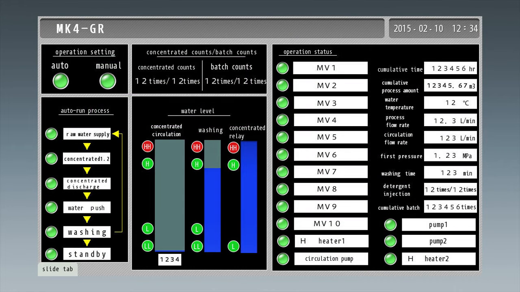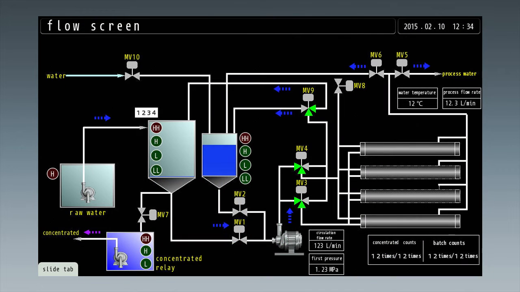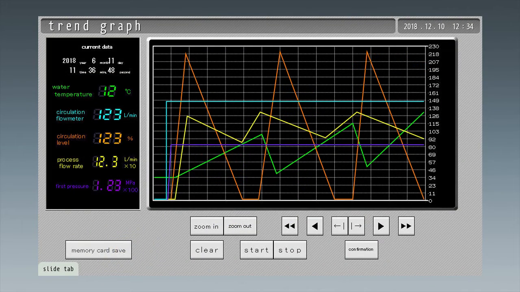On the operation screen, it is possible to check aspects such as the operation settings, the automatic operation process, and the water level in each tank. On the flow screen, it is possible to check the operational status. The trend graph shows data such as the trends in the water level of the concentration tank and the flow rate of the treated water. This data is recorded and can be transferred to a PC or other device.